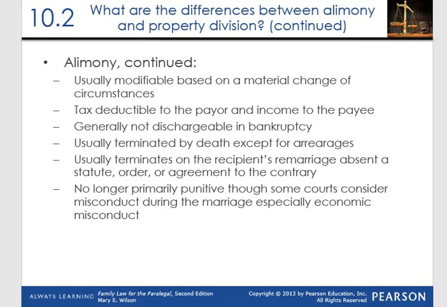Unless there is a terminating event that is specified in the agreement. Typically, those terminating events are going to be the death of either party, the remarriage or cohabitation of the payee spouse. So those are typically, in most spousal support cases, 99% of spousal support cases are going to have a provision that provide those terminating events. It usually terminates on the recipient's remarriage, absent a statute, order, or agreement to the contrary. No longer primarily punitive, though some courts consider misconduct during the marriage, especially economic misconduct.